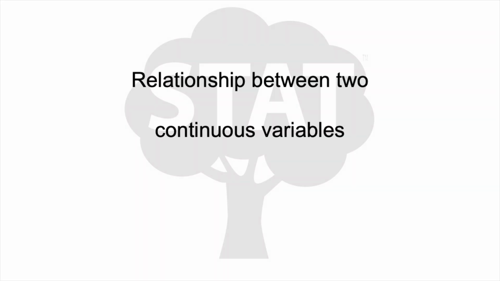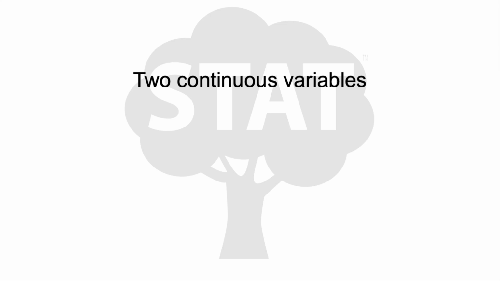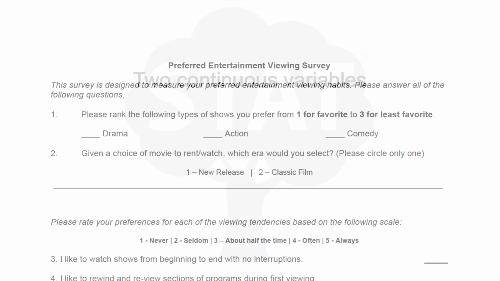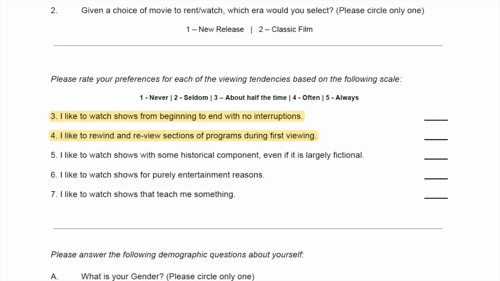To test whether there is a relationship between two continuous variables, the Pearson Product-moment Correlation would be appropriate. You will need two continuous variables in order to run this test. In looking at the Preferred Entertainment Viewing Survey, any one of the scale questions 3 through 7 would be appropriate for the continuous variables for our demonstration. For this demonstration, we will use questions 3 and 4.